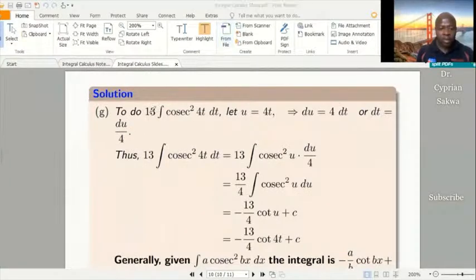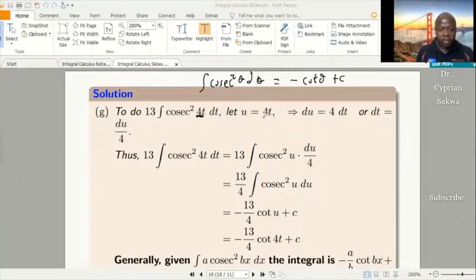This time we're looking at 13 times the integral of cosec squared 4t dt. But what do we know about the integral of cosec squared theta d theta from our formulas above? This is the same as negative cot theta plus constant of integration. So that's what we are doing, but I'm looking at this point. What I'm seeing here is 4t.